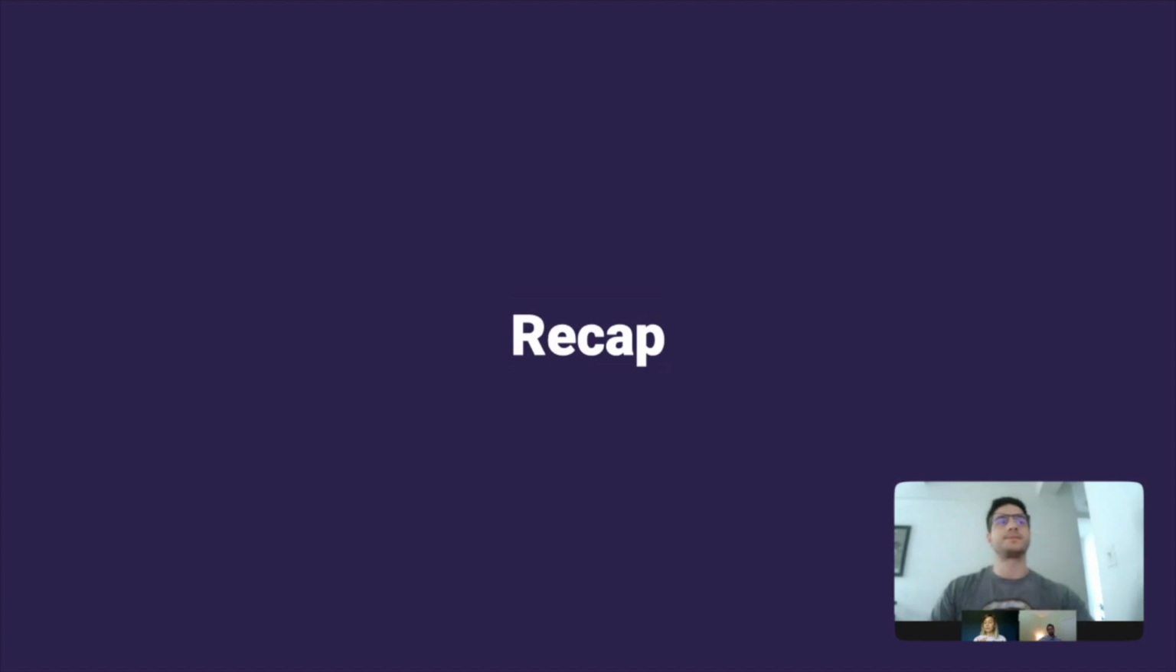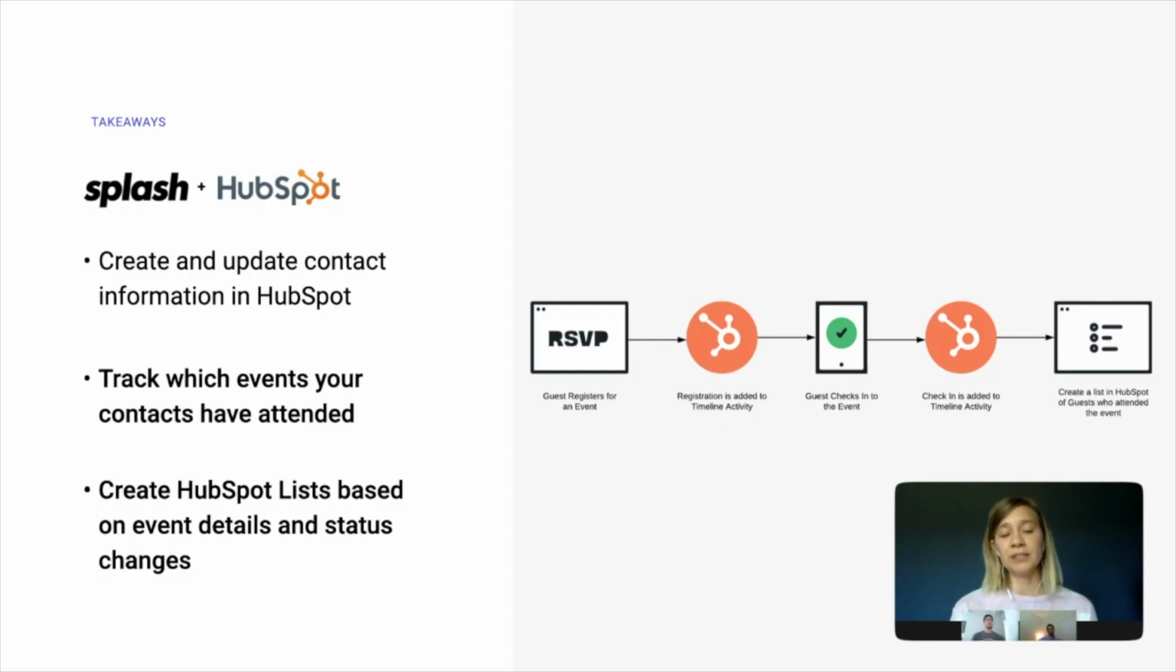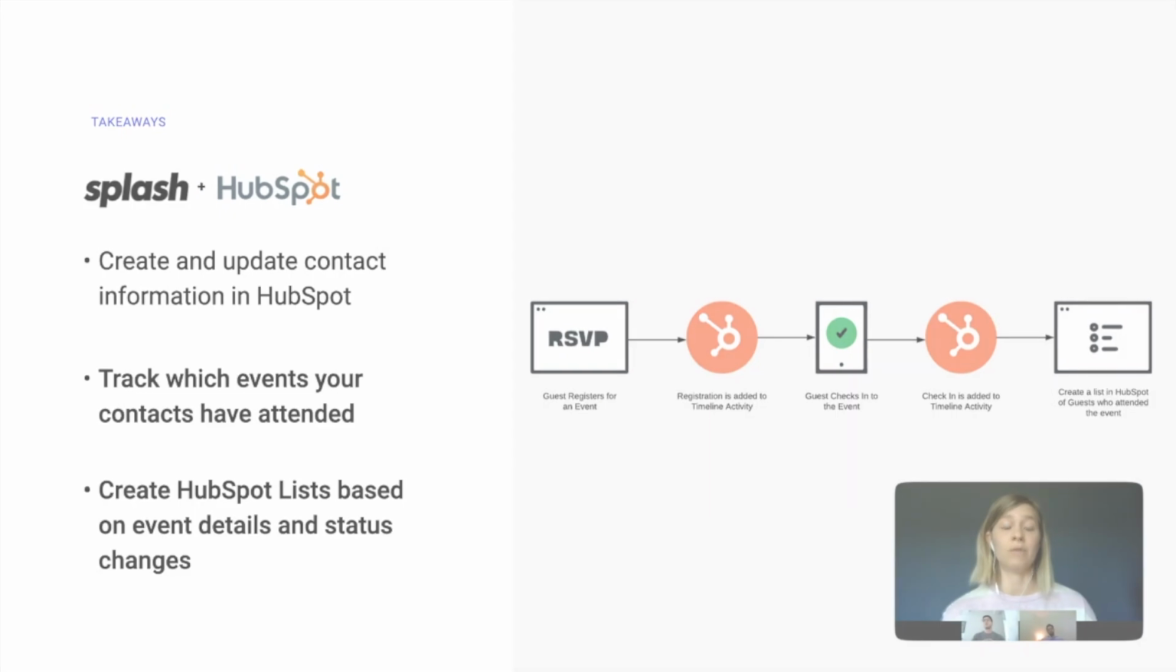So in summary, it's a little bit more simple because this integration is only a single direction with Splash pushing data into HubSpot, but you're able to create and update those contacts and all the contact information you have in HubSpot. You're able to track all event status changes that you want to make sure you're capturing in HubSpot, and then you're able to create lists and set up workflows based on that event level data in your HubSpot instance. And having all of this event data synced into your marketing automation tool allows you to create really targeted communications post-event and pull all of your data around your marketing efforts into just one tool.